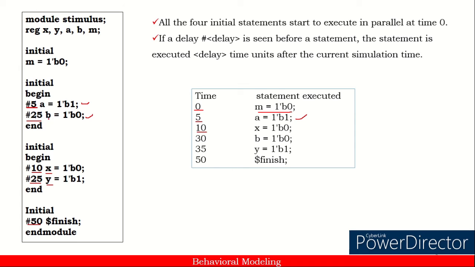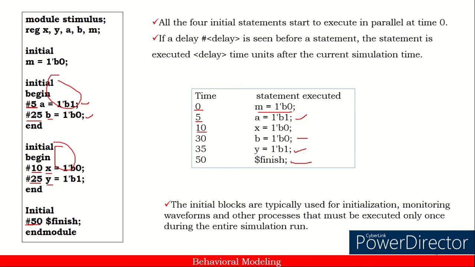And then if you look at the delays again, 5 plus 25 is 30. So the next statement to be executed with the least delay is at 30. Then at 35 time units y is going to be executed. And after 50 time units, starting from simulation time 0 to 50, $finish is going to be executed. Here you can observe that the other initial blocks also start executing at 0, and these will be called concurrent execution statements.